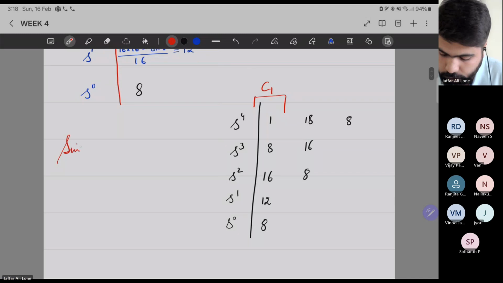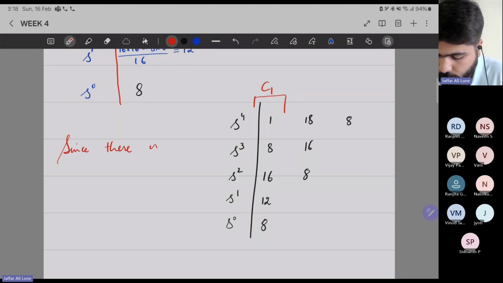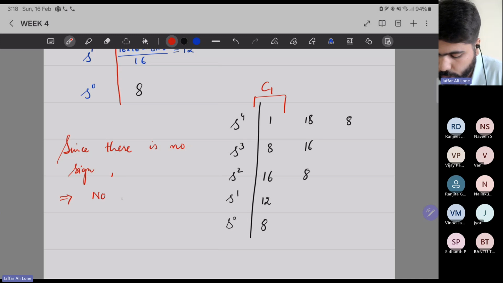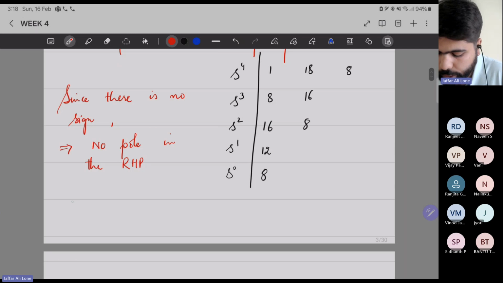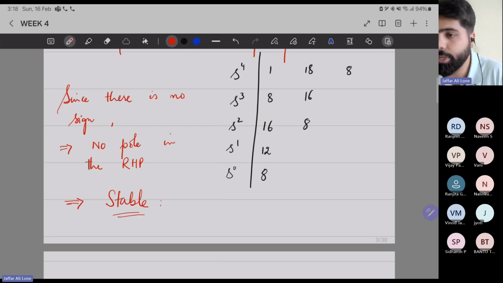Since there is no sign change in the first column of the Routh array, it implies no pole in the RHP, the right half plane. When there is no pole in the right half plane, it implies all poles are in the left half, right? Then my system is stable. We can say that the system is stable. So basically, you have to check whether there are any sign changes in the first column of the Routh array.